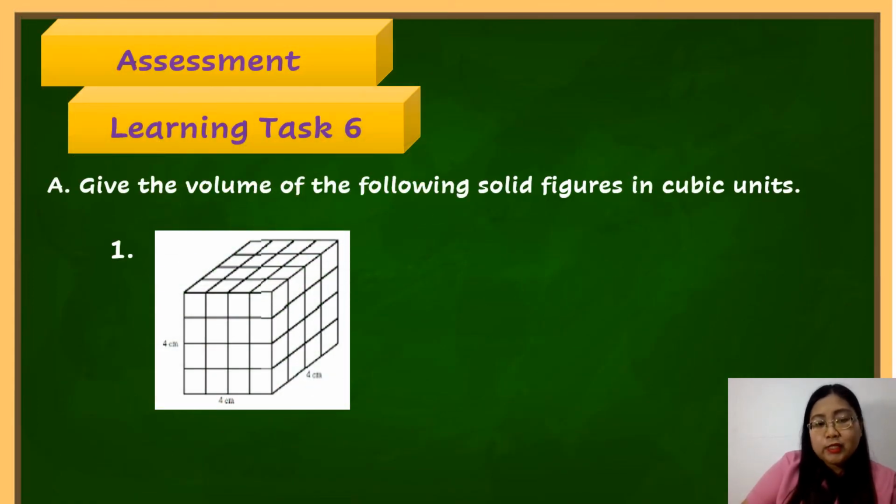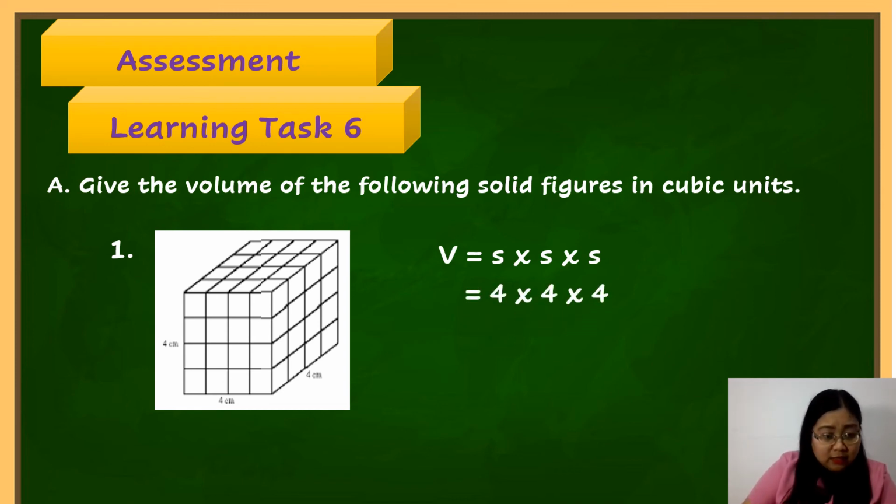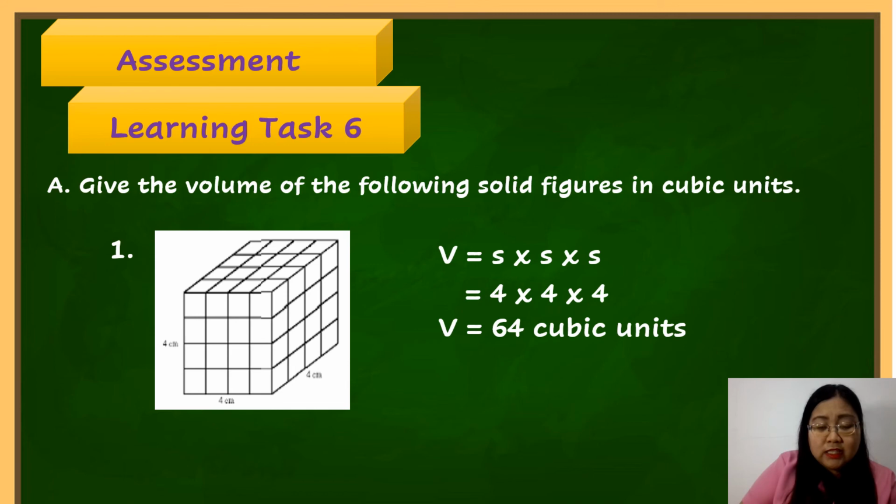Assessment. Learning task number 6. Give the volume of the following solid figures in cubic units. Number 1. Since this is a cube, we're going to use the formula of volume is equals to side times side times side. So the side here is 4 centimeter, 4 centimeter, and 4 centimeter. So we're going to multiply 4 times 4 times 4 is equals to 64 cubic units. So the volume of this cube is 64 cubic units.